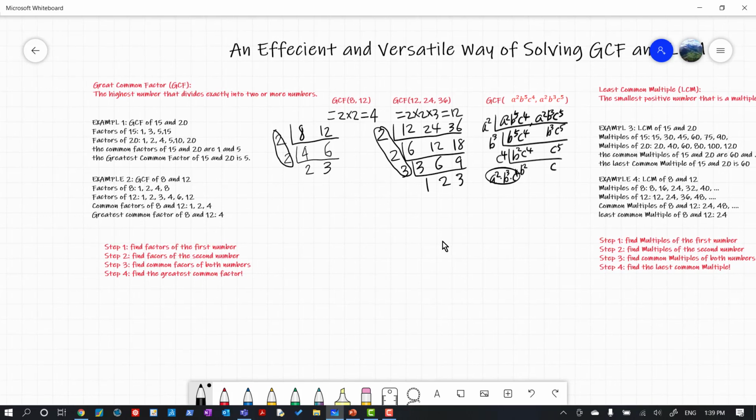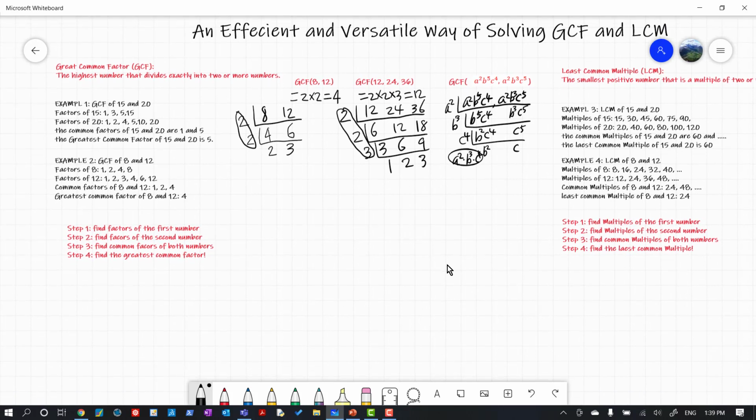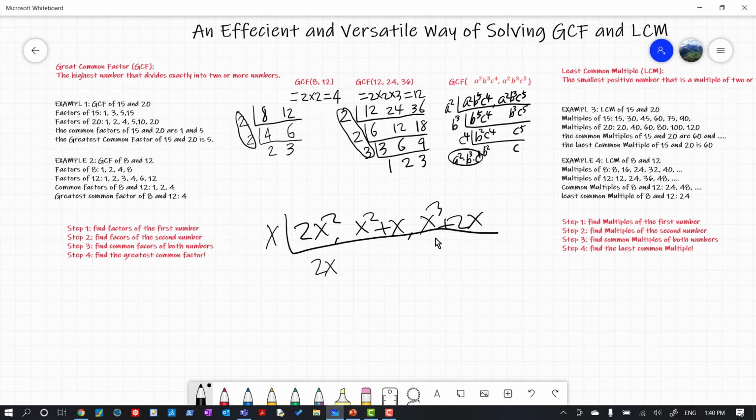Probably I can give one more example for this method. Let me write down a slightly different one, which is 2x squared and then x squared plus x, and then x cubed plus 2x. The same thing, you get x, and then you have 2x, and then you have x plus 1, and then you have x squared plus 2.